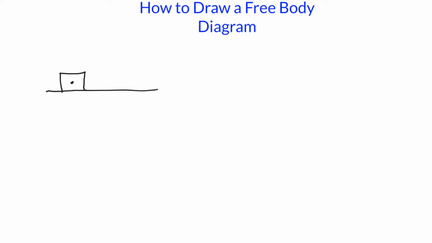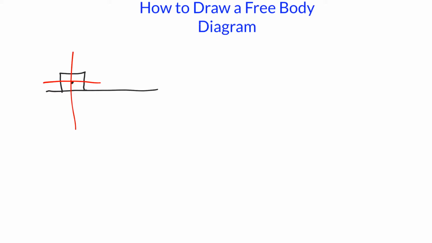Okay, so the first thing we want to do is draw an x and y axis. So I'm going to draw my x and y axis, and now we're going to talk about all the forces acting on the box. Now there are two different kinds of forces. There's a contact force, which means it has to touch the object, and there's a non-contact force, which means it doesn't have to touch the object.